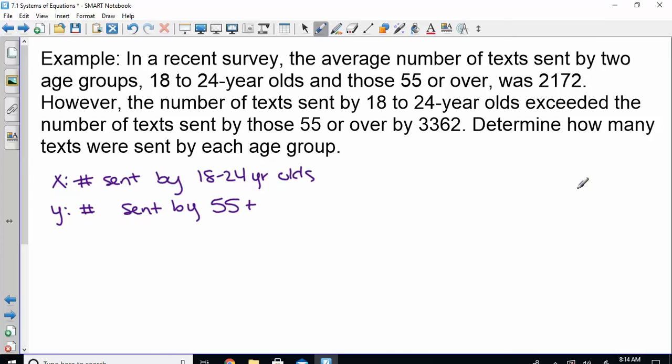Okay. Then I talk about the average. One of your homework questions does this too. How do you find the average of something? If I want to average two numbers. Good. So the average number, so we would have to do x plus y divided by 2 was 2,172.